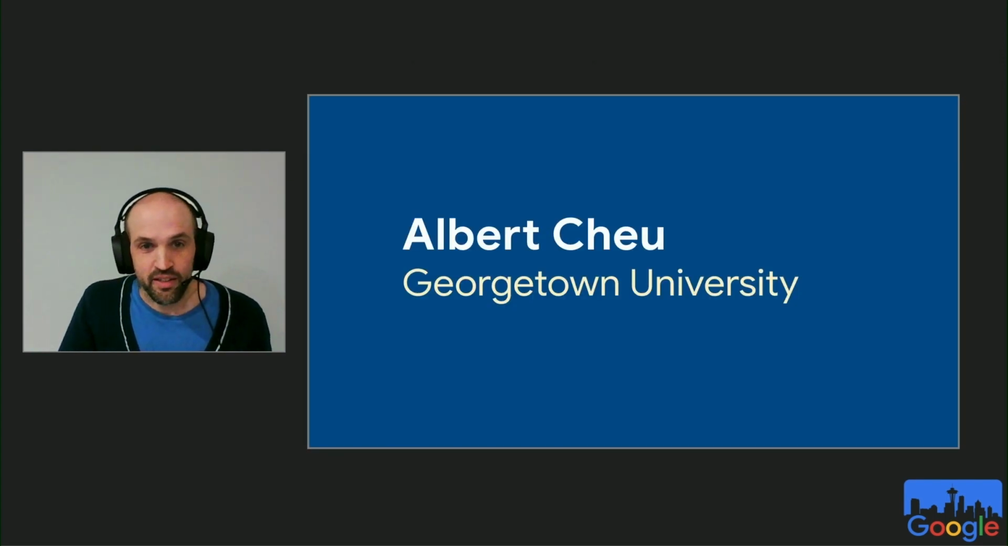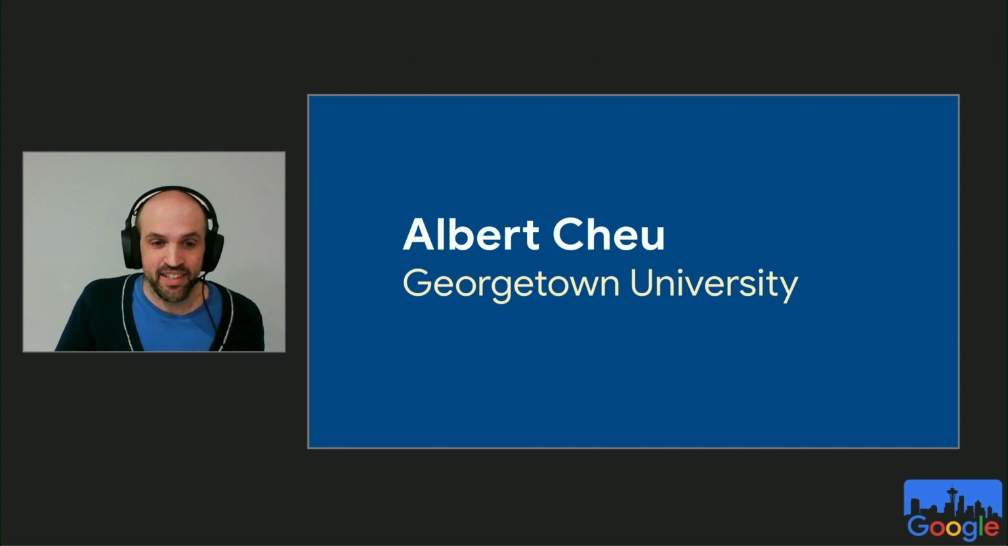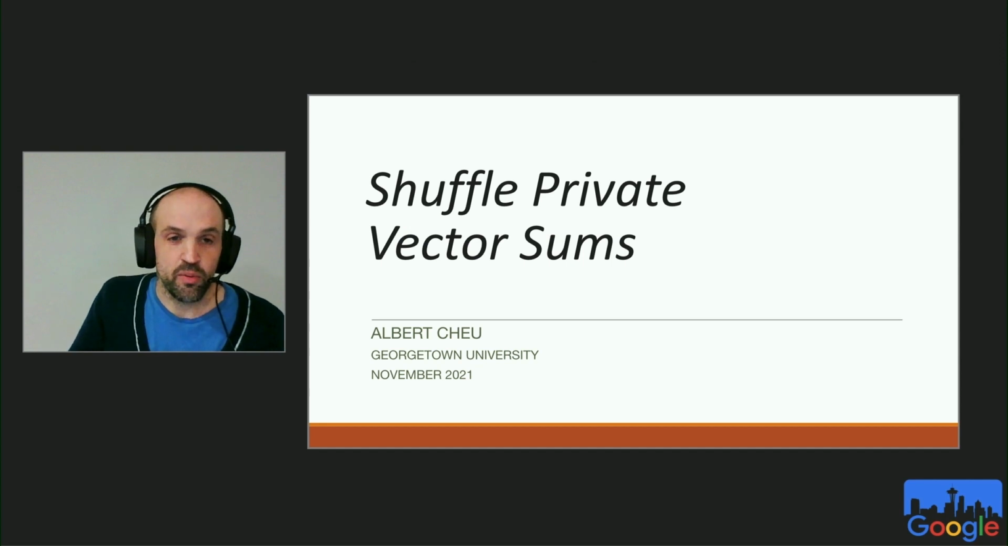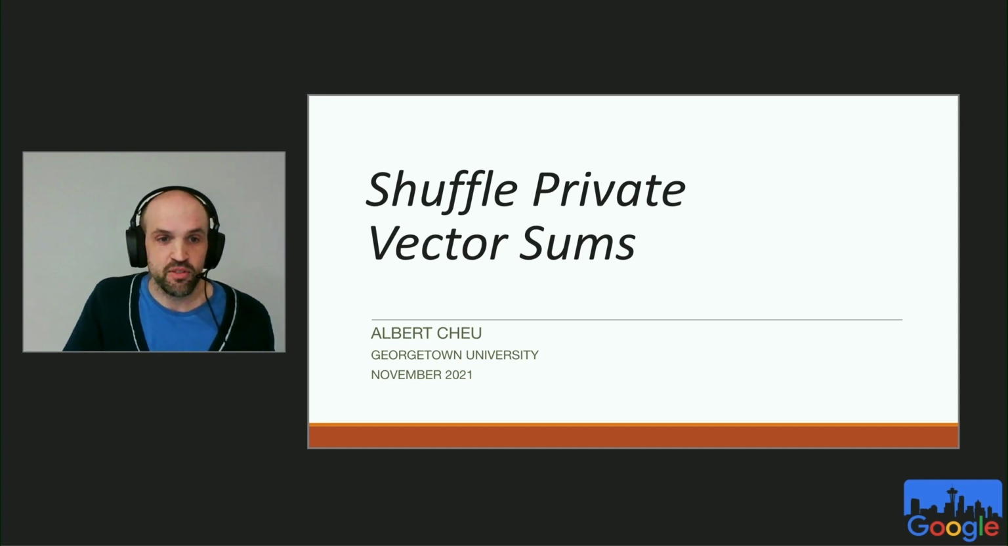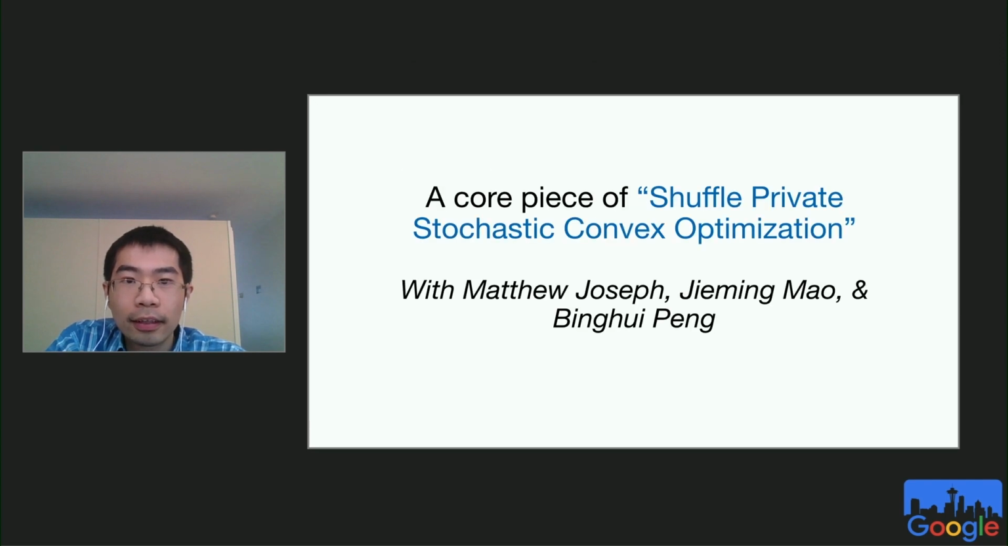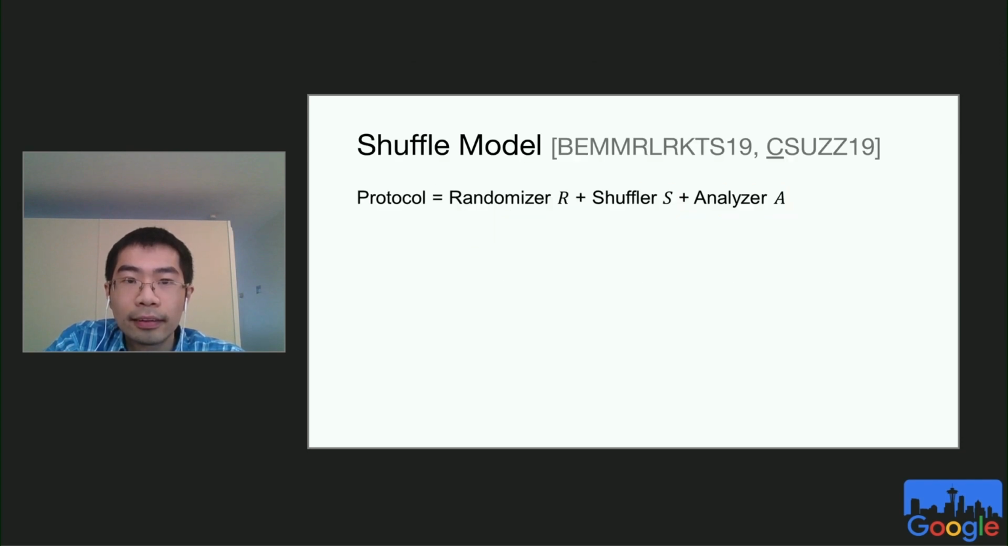All right, so the next talk will be by Albert. Nice to see you here, Albert, which will be about shuffle privacy vector sums. Go ahead. All right, so I'll be talking about vector sums in the shuffle model of differential privacy. This is going to be a core piece of shuffle private stochastic convex optimization, joint work with Matthew Joseph, Junior Mao, and Binghui Peng.